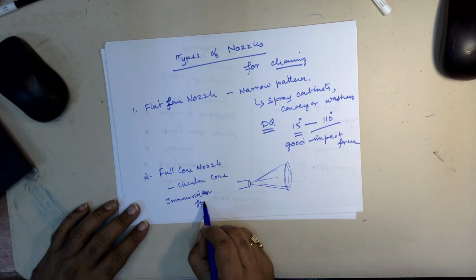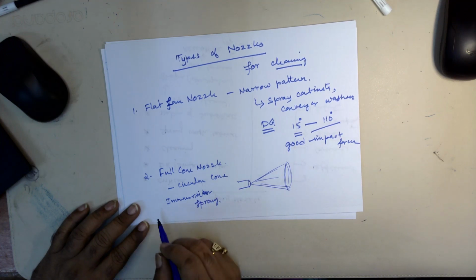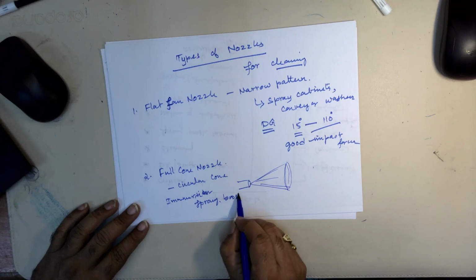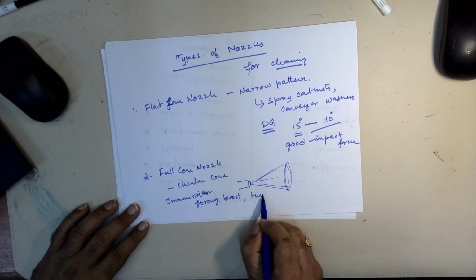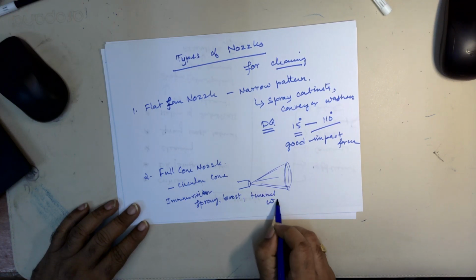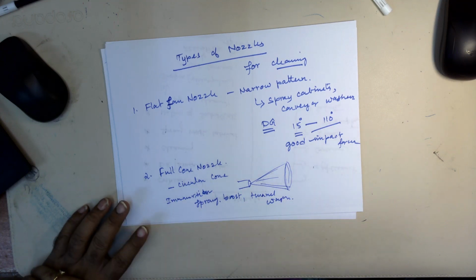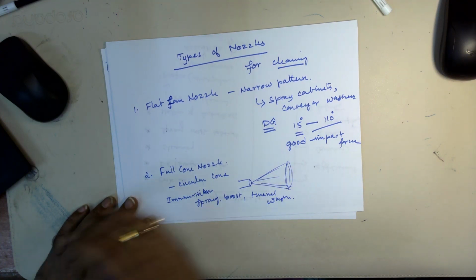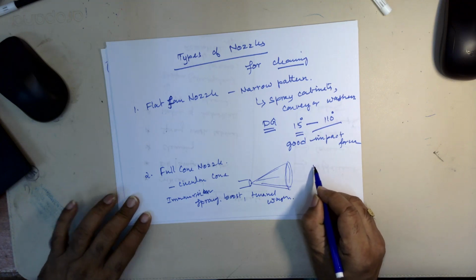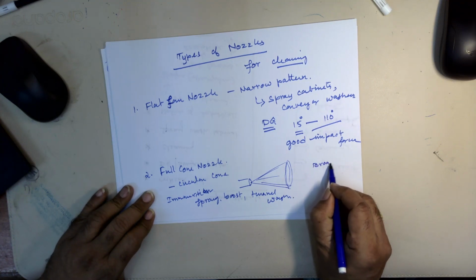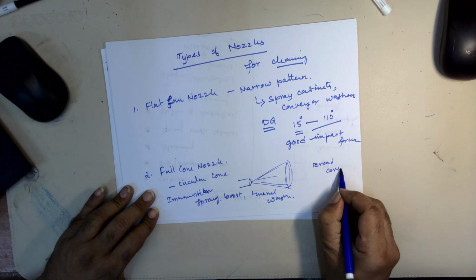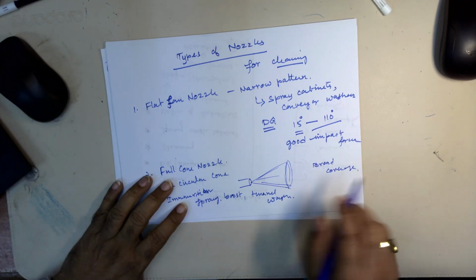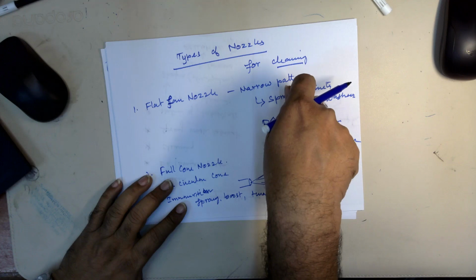Immersion spray boost means it's a kind of tunnel wash, you can say. Immersing the components in the liquid, yes, that's what it is. And it gives you very broad coverage, but the impact will be less than that of the flat fan nozzle.